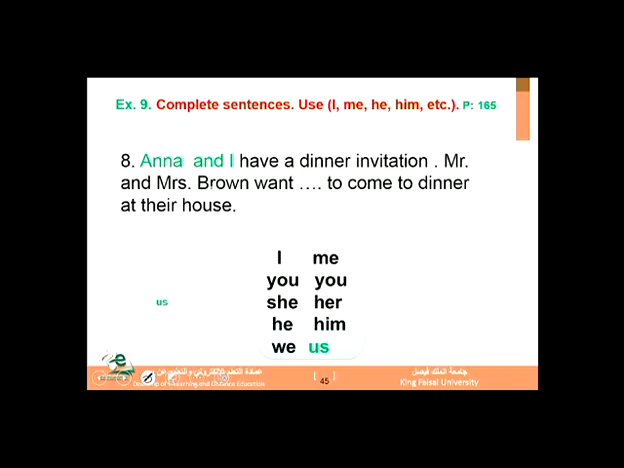Okay. Anna and I have a dinner invitation. Mr. and Mrs. Brown want us. They want Anna and I. They want us to come to dinner at their house. Okay, so this is us, which refers to Anna and the speaker, or Anna and I.